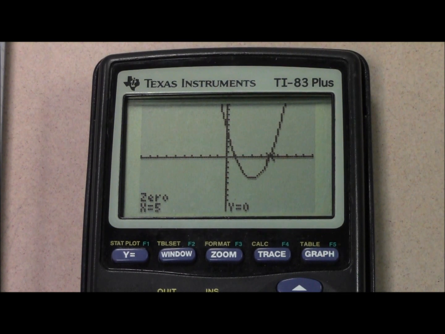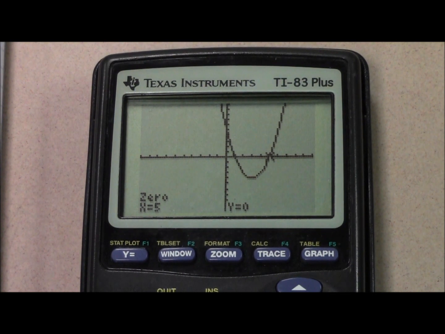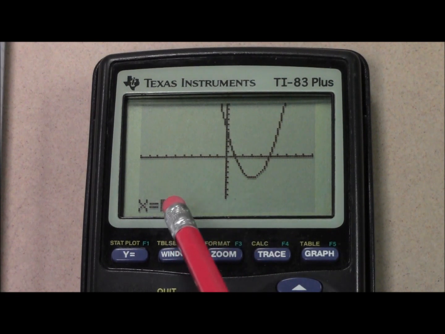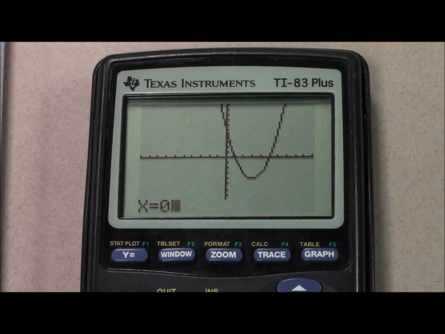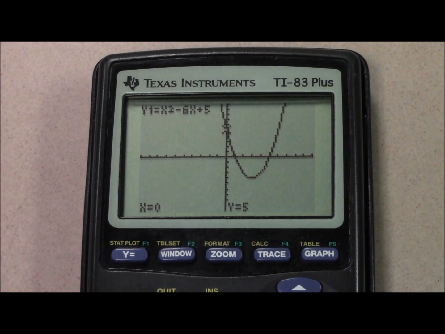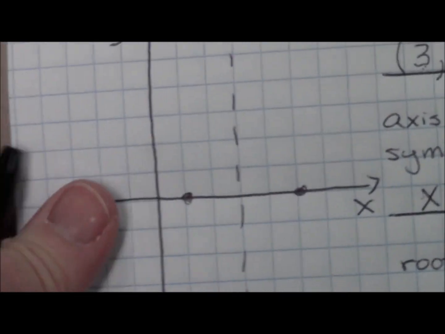A lot of people will be able to just recognize it's the constant term, but just in case you don't see that, we're going to do second calc, and we're going to calculate a value. And the value we're going to calculate is when x equals 0. We're going to hit enter, and just very quickly it gives you the y-intercept, which in this case turns out to be 5. So our y-intercept is 5.